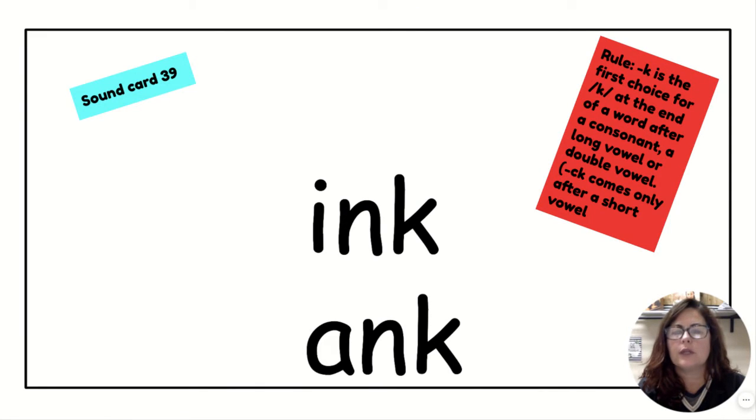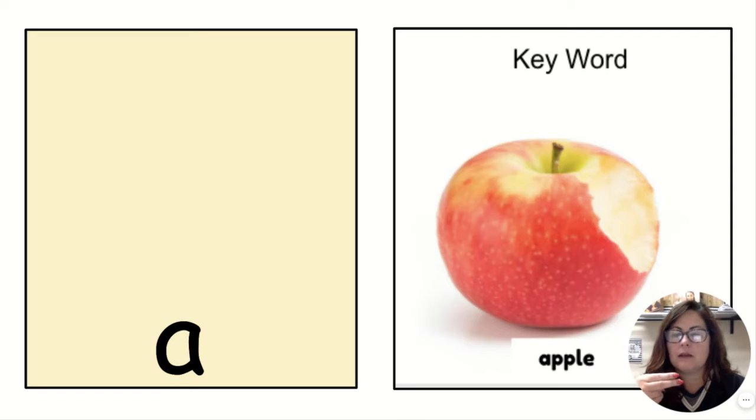And remember the rule here. K is the first choice for the K sound. K is the first choice for the K sound at the end of a word after a consonant, a long vowel, or a double vowel. You use CK only after a short vowel. Short and long sounds.